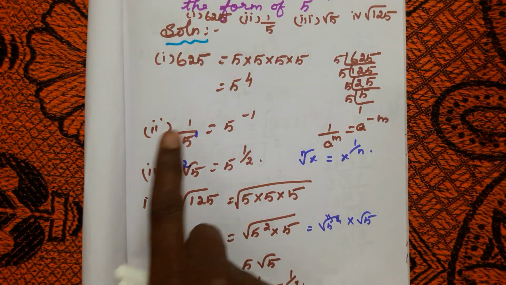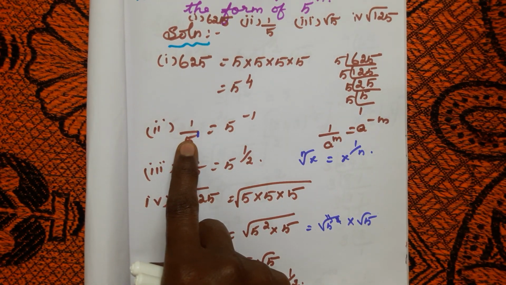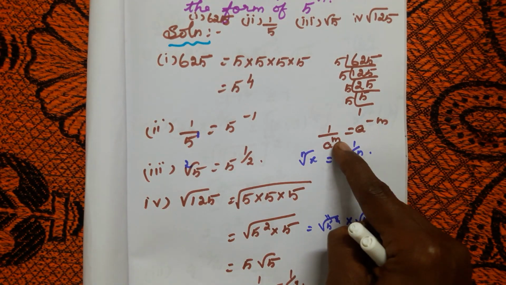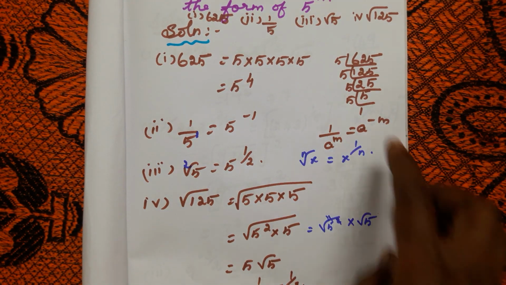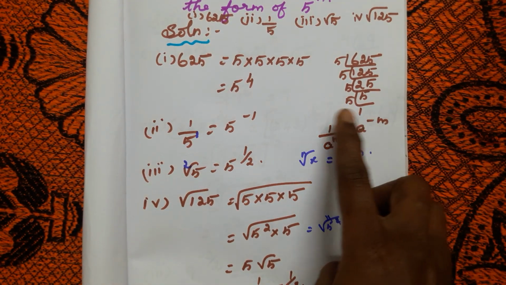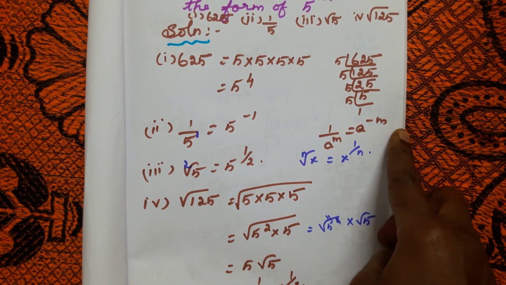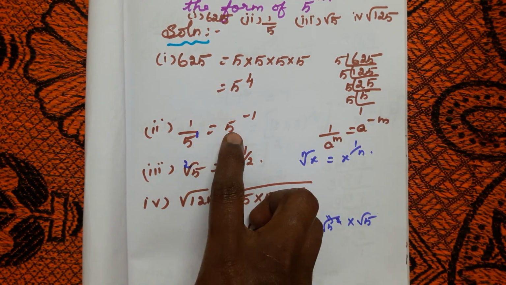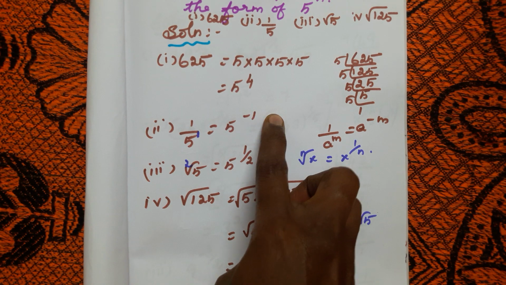Second problem, 1 by 5. 1 by 5 means 5 power minus 1. The formula: 1 by a power m is a power minus m. So we can write 5 power minus 1.